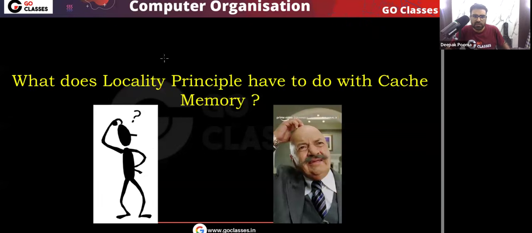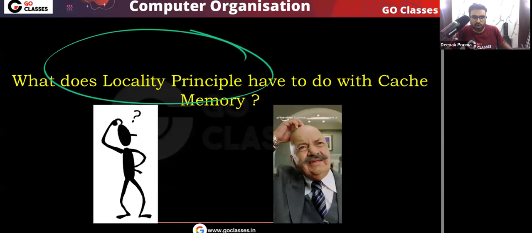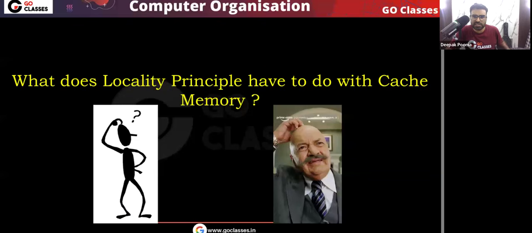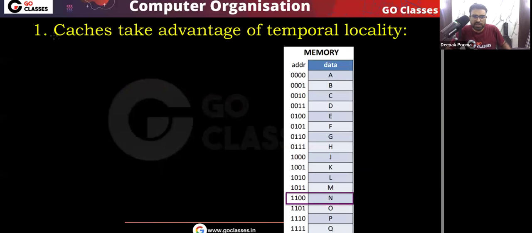Now you might be thinking, what does this locality principle have to do with cache memory? Why do we discuss the locality principle, temporal locality, spatial locality, when we discuss the cache memory? Very simple. The cache memory takes advantage of temporal locality. How will the cache memory take advantage of temporal locality? It is very simple. Initially, let's assume cache memory is empty. Initially there is nothing in the cache memory.